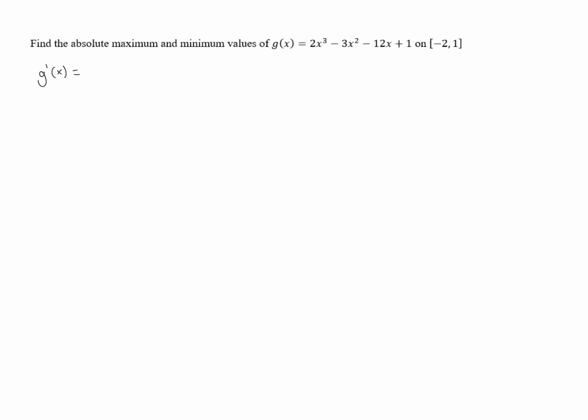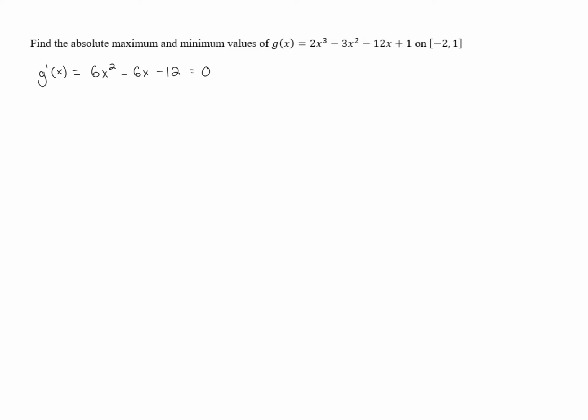So for g prime of x, that's going to give us 6x squared minus 6x minus 12. Now, this is always defined, so we're not going to have any critical numbers from an undefined derivative, but we might have this equaling 0. We probably will. We need to solve this.